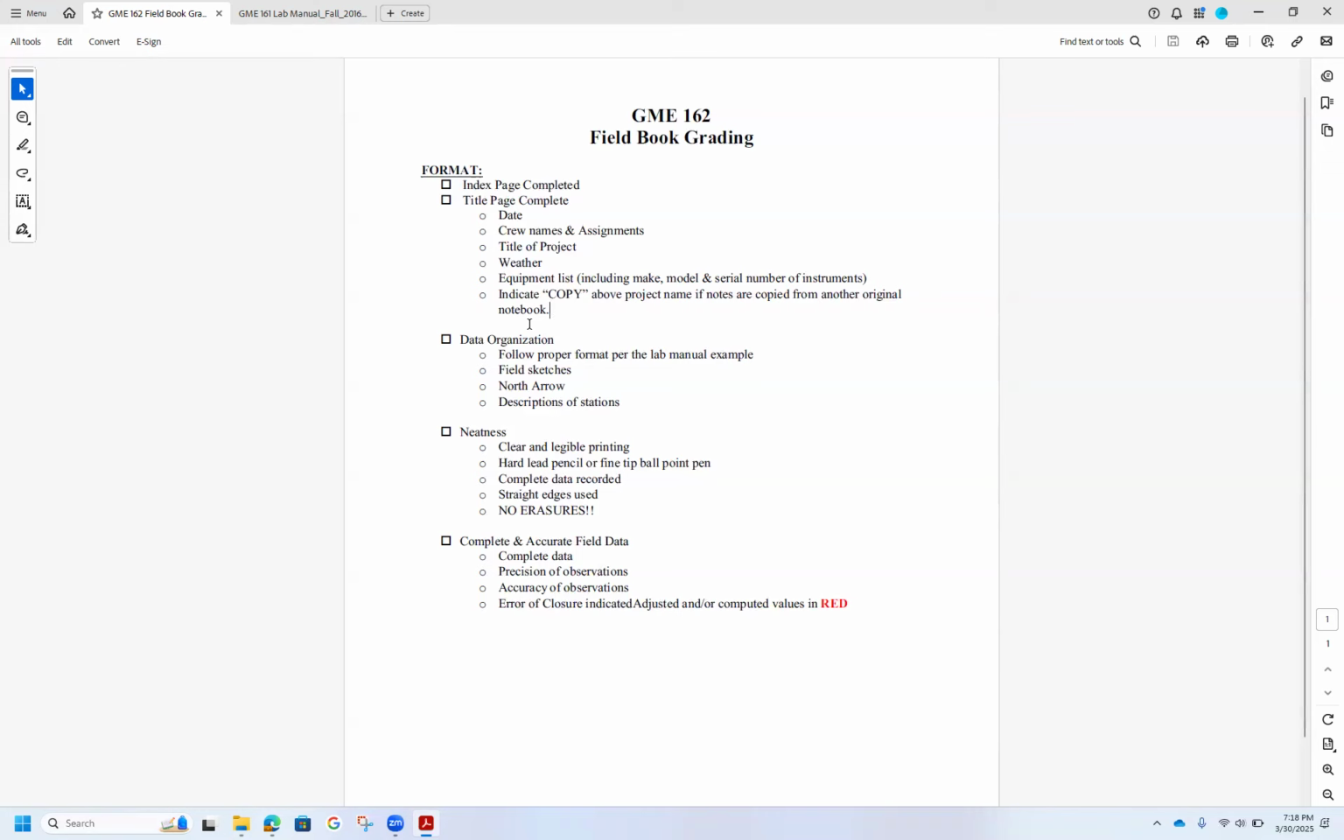All right, and then data organization. Did you follow proper format from the lab manual example? I'll try to give you those to follow. Field sketches: do I have field sketches? Do I have a north arrow? Do I have descriptions, if you have stations? Neatness: clear and legible hand printing, hard lead pencil or fine tip ball pen. Complete data recorded. Straight edges used if you can when making sketches.